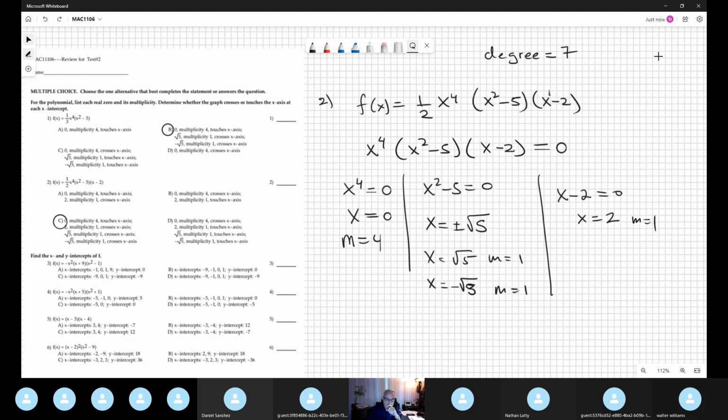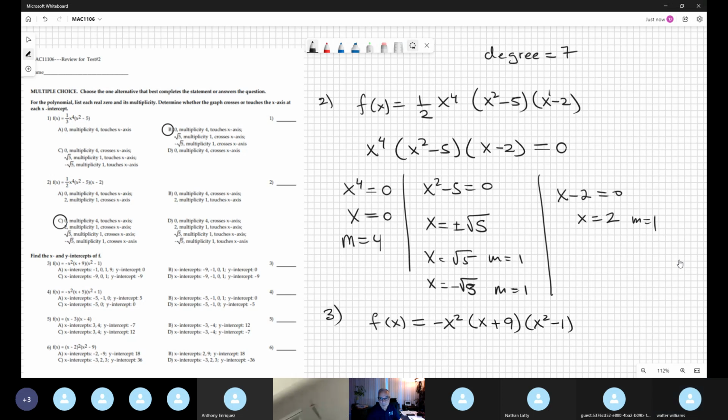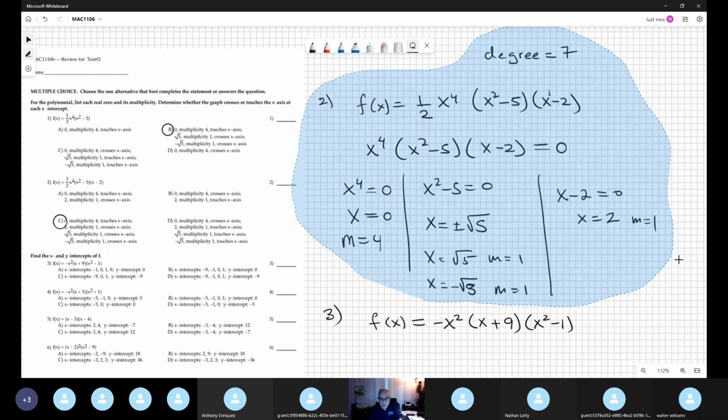I want to go to number 3. Number 3 is just copy. This is different because in numbers 3, 4, 5, 6, I need to find x and y in a set. So I have f of x equal to minus x squared, times (x plus 9), times (x squared minus 1). Do you copy? Yes, I got it. Okay, so I can erase. I copy number 3, only copy, no solving.